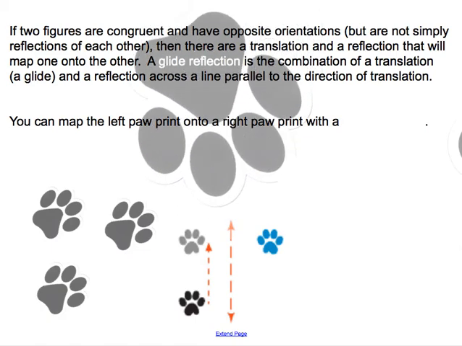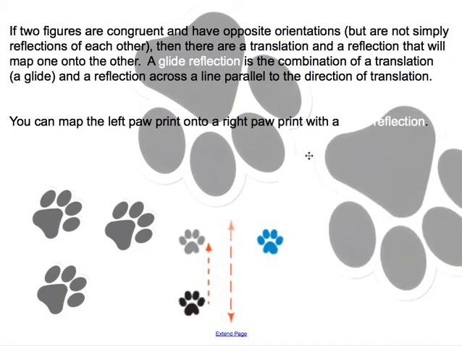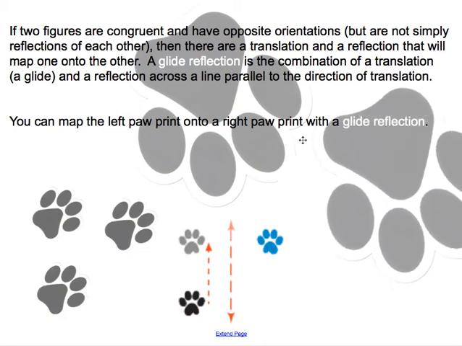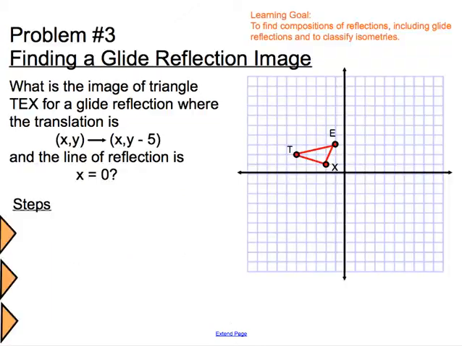So a glide reflection is the combination of a translation and a reflection across a line parallel to the direction of translation. So here we can map the left paw print onto the right paw print. First we move it forward, and then we flip it over. So in this case, to move one paw print to the other, we have to move it forward and then flip it, and we call that a glide reflection.